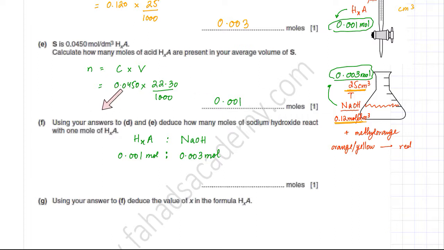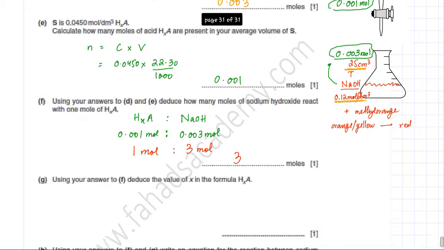So you know the moles of the acid and you know the moles of the alkali. Now he's asking you to deduce how many moles of sodium hydroxide react with 1 mole. So we just need to simply use ratios. If we had 1 mole of acid, what is the amount of NaOH that would be needed? The ratio is pretty obvious: 0.001 moles of acid need 0.003 moles of NaOH. So it's 1:3. So 1 mole would need 3 moles of NaOH according to the ratio of moles in the titration that we just did. So the answer to this part is 3 moles.